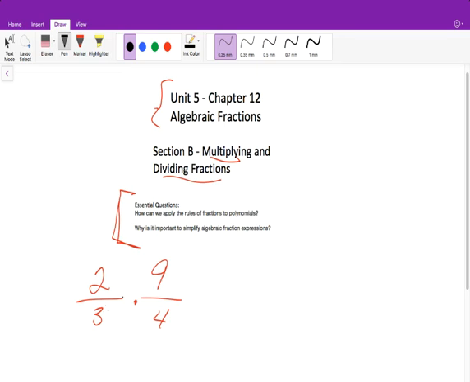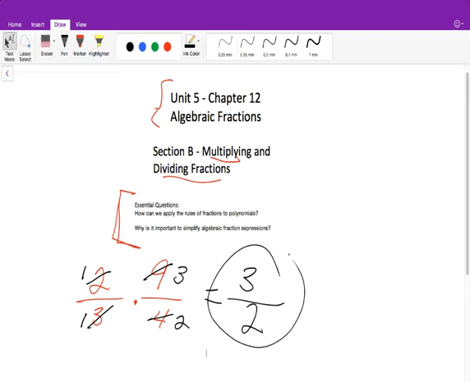Since I have a 9 in my numerator and a 3 in my denominator, I know that 3 goes into 3 once and 3 goes into 9 3 times. So I can simplify beforehand. 2 goes into 2 once and 2 goes into 4 twice. Since I had these same like factors in our numerator and our denominator, we can cancel them out. Now when we multiply fractions, we multiply across. So 1 times 3 gives me 3 and 1 times 2 gives me 2. So this answer would be 3/2.